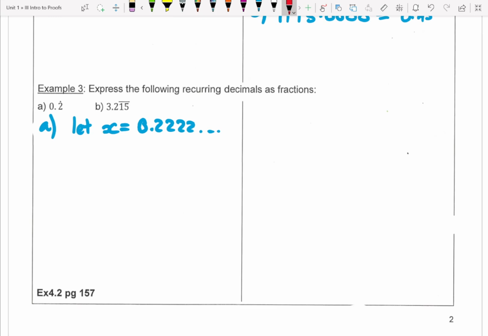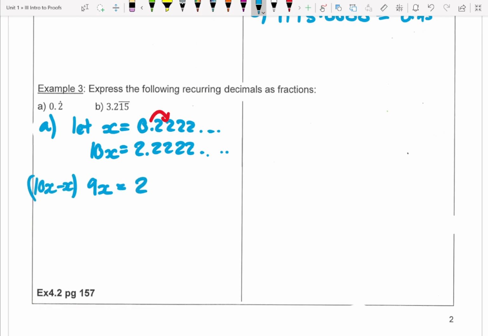Well, we need to move this decimal point 1 place down. If we do that, our repeating part is preserved. It's still 0.222 forever. So if I take 10x, we're going to get 2.2222 forever. Now you can see if I take away x from 10x, I'm going to get 9x. So this is 10x take x is equal to 9x, which is going to be equal to 2. So x is equal to 2/9.